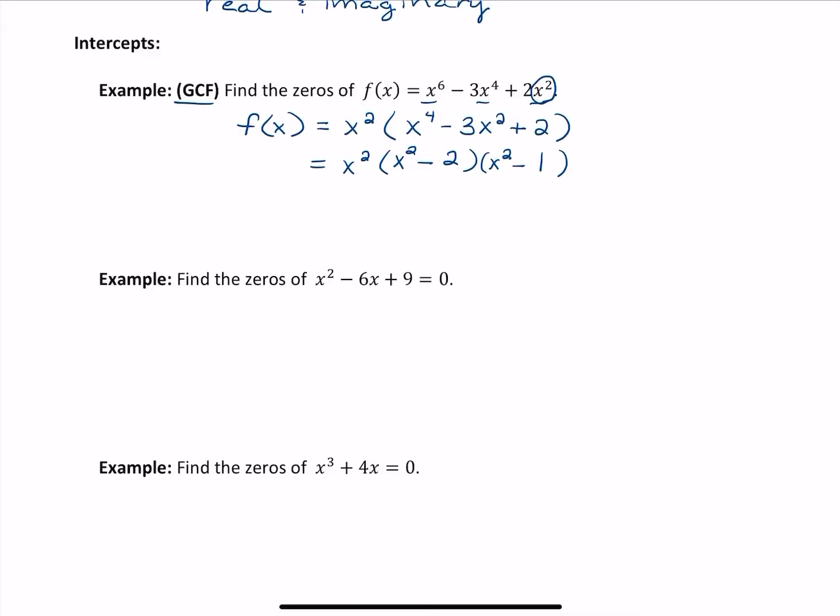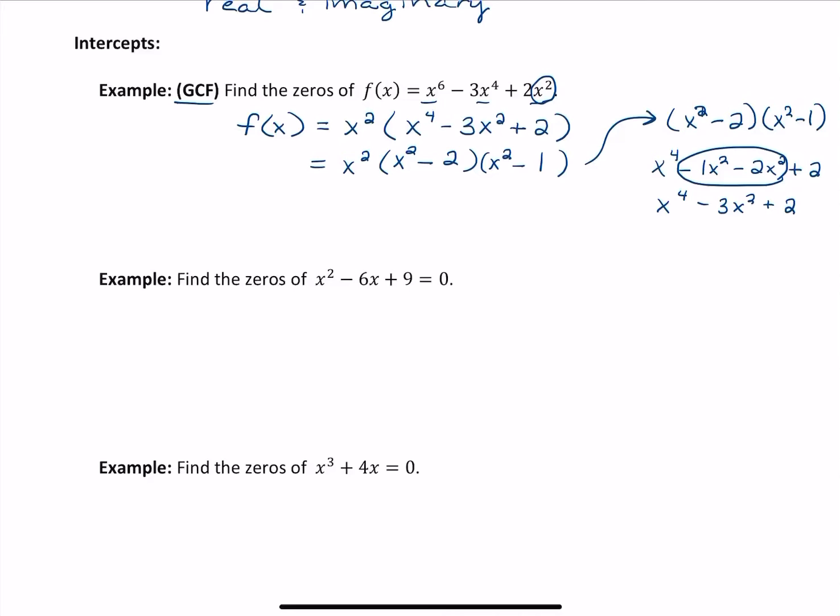So if you FOILed that back together, first would give me the x to the fourth, outside would give me negative 1x squared, inside would give me negative 2x squared, and then last would give me a positive 2. And so these would combine to give you the negative 3x squared. So that gives me back that original function, x to the fourth minus 3x squared plus 2.